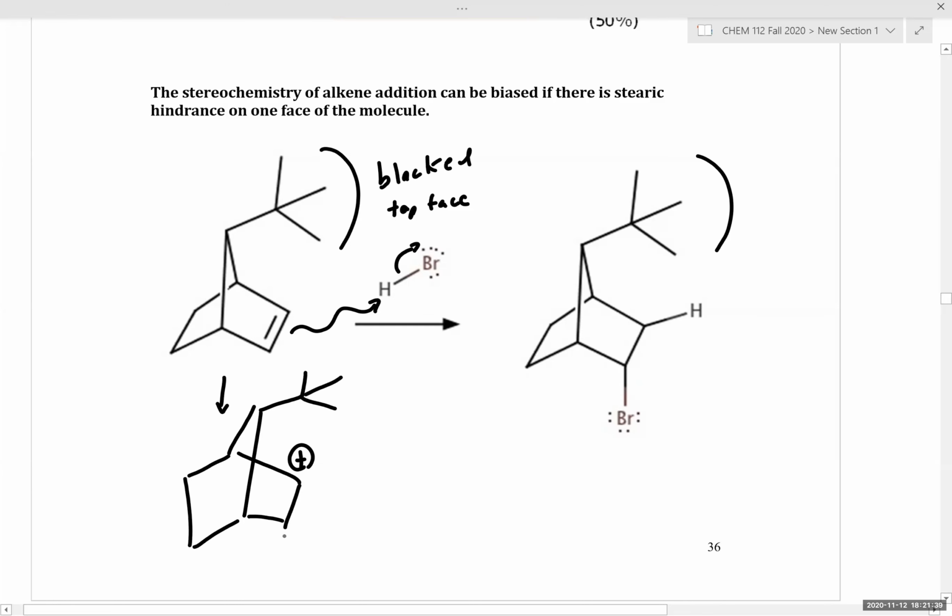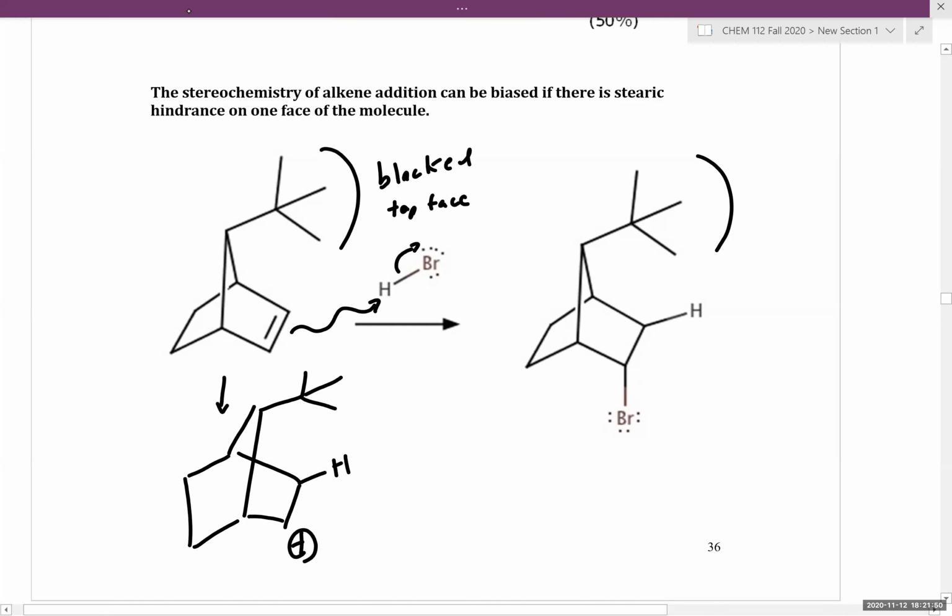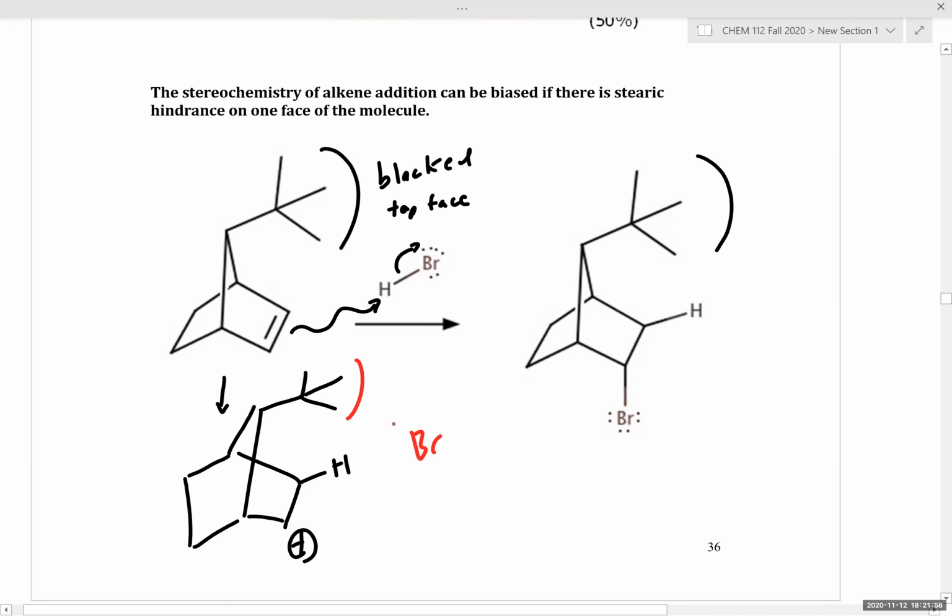And now what's really cool about this step, let me draw the carbocation on the correct carbon. They're identical, or functionally degenerate, but let's draw it so that it matches our indicated product. Now, because this t-butyl group blocks the top face, when our bromide anion tries to attack from the top face, it is blocked by this bulky t-butyl group.